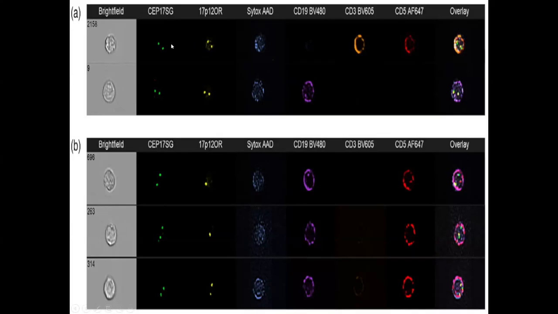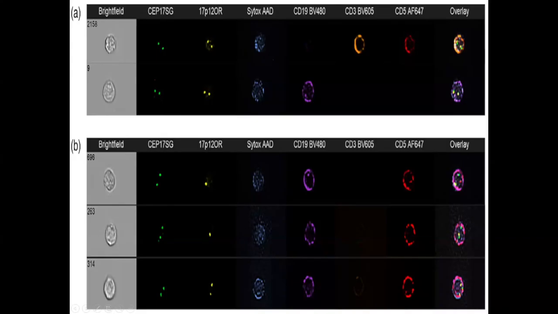So you can see that this is normal. It has 2 chromosome 17 and 2 intact TP53. And you can see this is a viable cell because it is CD3 positive, so basically it's a T cell. So again, if, for example, a cell has one signal lost here, for example, now this signal is lost.